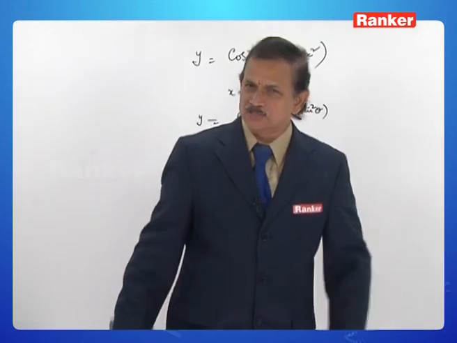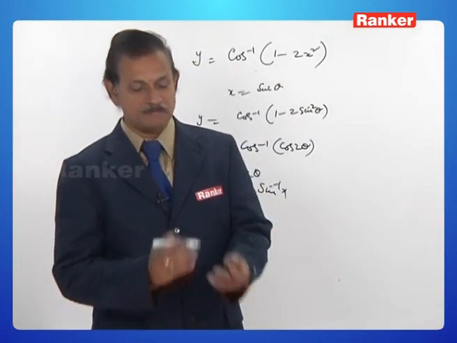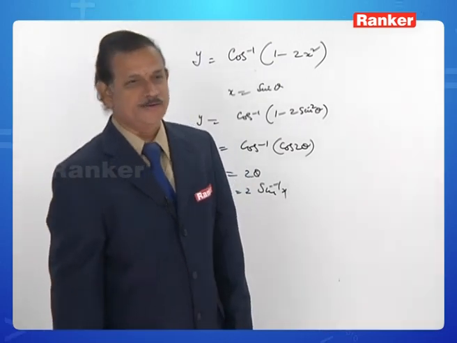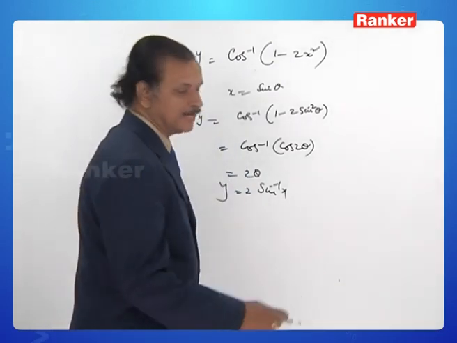And you can read the answer, dy by dx is equal to 2 by root of 1 minus x square. It's not impossible. It is direct and simple. So, derivative is 2 by root of 1 minus x square.